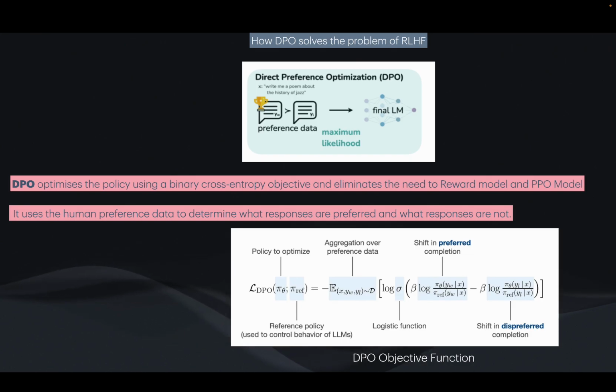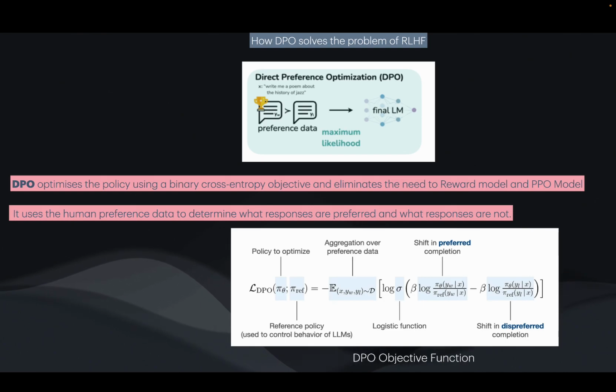Similarly, in case of proximal policy optimization, we also have a reference policy which controls the behavior of the LLM, that we call as pi ref, and the pi theta is the policy which we are trying to optimize. And this we try to do by aggregating over the preference data set, right?